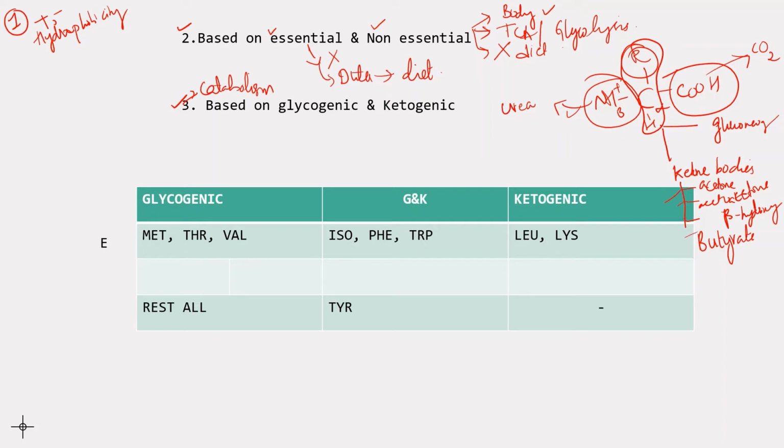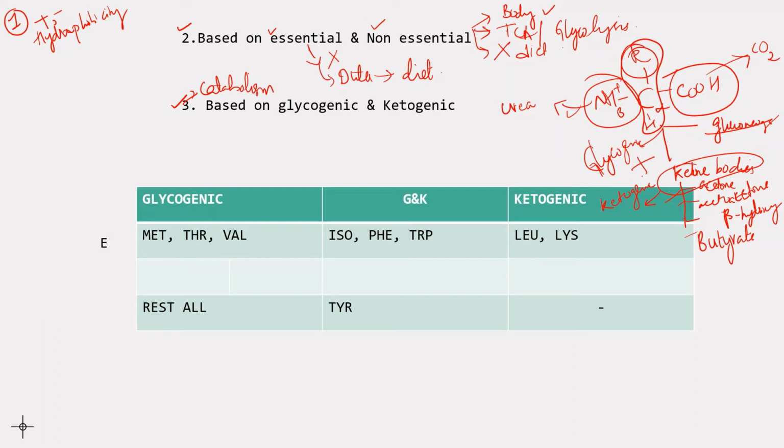So based on whether the alpha carbon goes into gluconeogenesis, it is glycogenic, and whether it forms ketone bodies, it is referred to as ketogenic, and whether it forms both of them, it's glycogenic plus ketogenic. So this is how it is classified. Now let me give you examples of them.